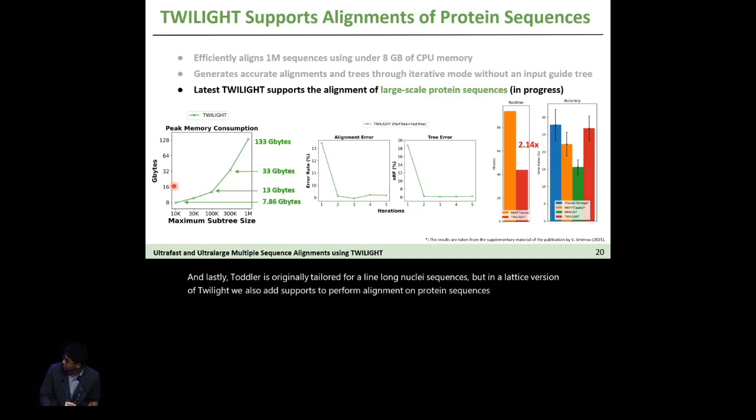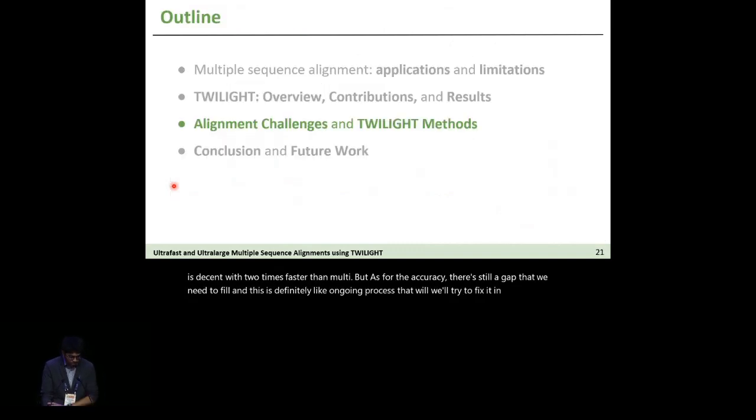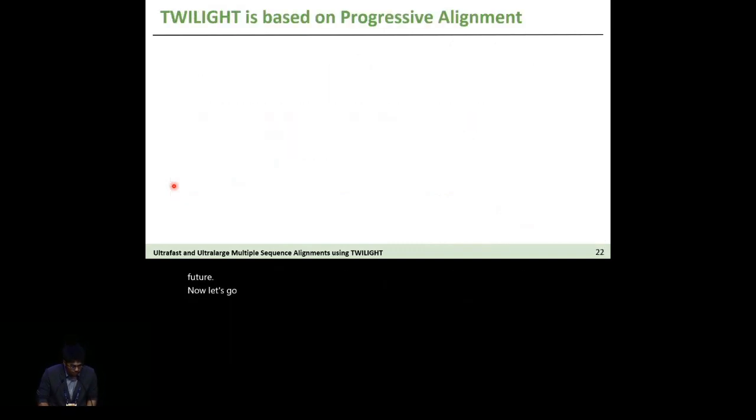However, our speed is decent. We are 2 times faster than MAFFT, but as for the accuracy, there's still a gap that we need to fill. And this is definitely an ongoing process that we'll try to fix in the near future. Now let's go to the method of TWILIGHT.